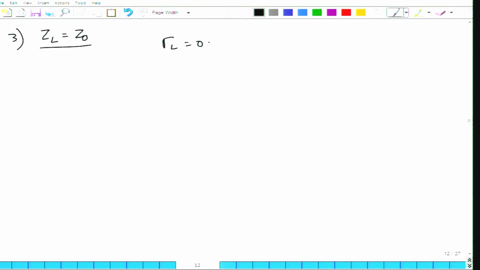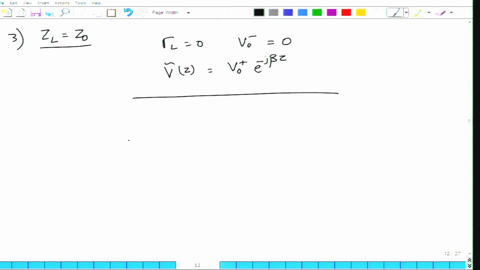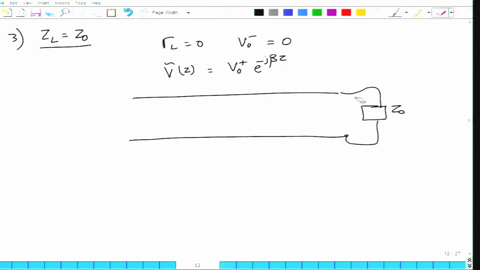So, gamma L equal to 0 simply implies V0 minus is equal to 0, which means there is absolutely no reflected wave, and the voltage phasor is given by V0 plus e power minus j beta z. If I plot the magnitude, what would happen? This is something that is interesting. Now again I am going to terminate this by Z0, and if you look at what is happening, the magnitude will be a constant V0 plus. That is kind of surprising.